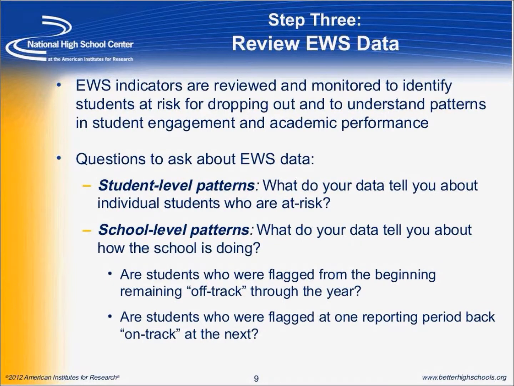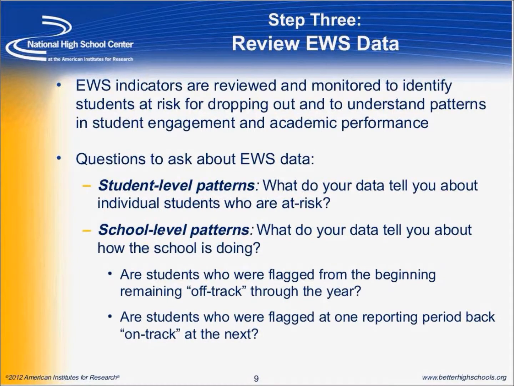So there are some questions you need to ask yourself in reviewing the early warning system data. First, at the student level, you want to look for patterns. What are your data telling you about individual students who are at risk? And then you take a step back and look at school-level patterns. What are the data saying about how the school is doing? For example, are there students who are flagged from the beginning who are remaining off track throughout the year? Or are there students who were flagged at one reporting period and back on track? You can see the value added perhaps through observing these indicators over the course of the school year.